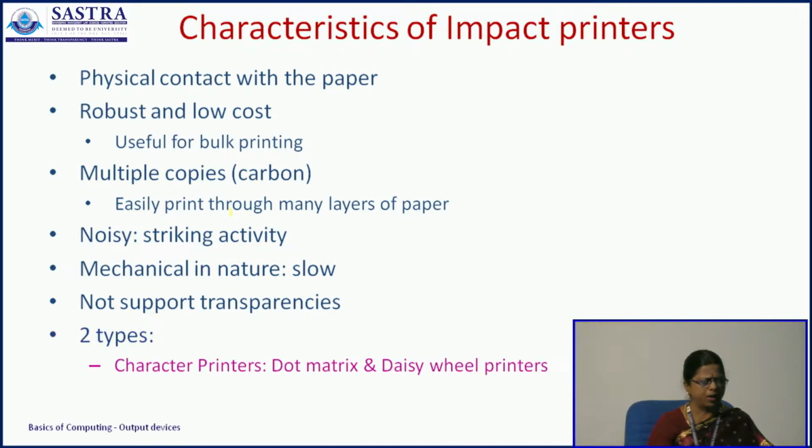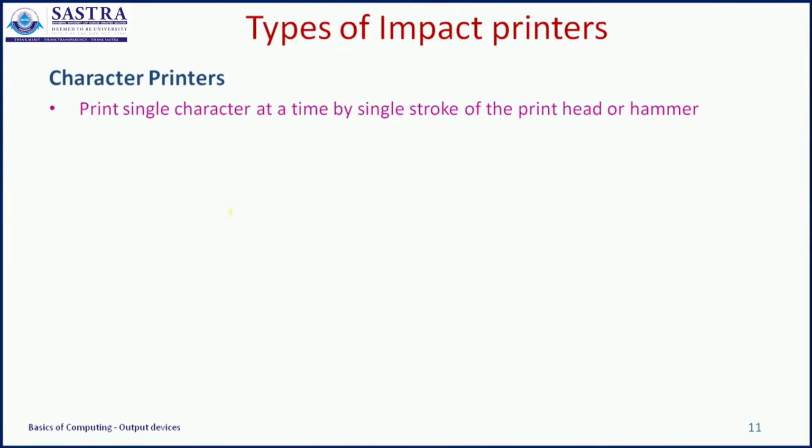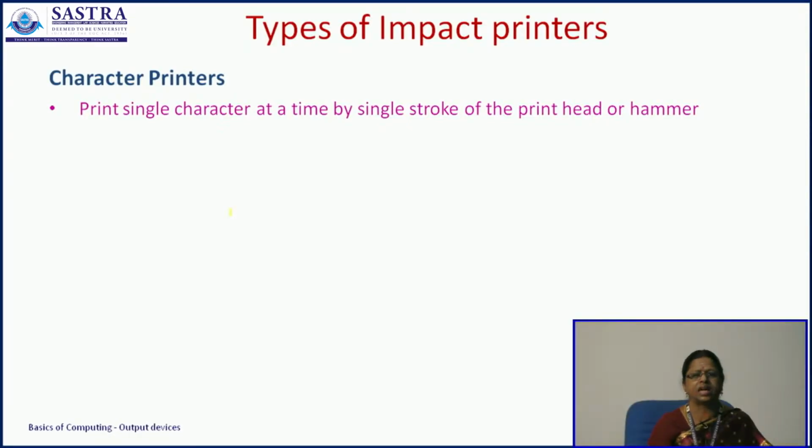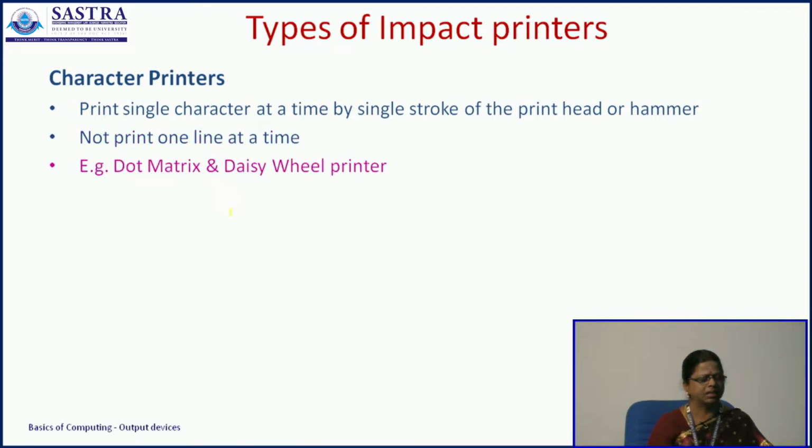There are two types of impact printers. First one is the character printers, which are dot matrix and daisy wheel printers, and the line printers, which are drum and chain printers. Let us see the types of impact printers. Character printers print a single character at a time by a single stroke of the print head or hammer. They can print only one character at a time, but they cannot print one line at a time. That's why they are called character printers. Examples are dot matrix and daisy wheel printers.